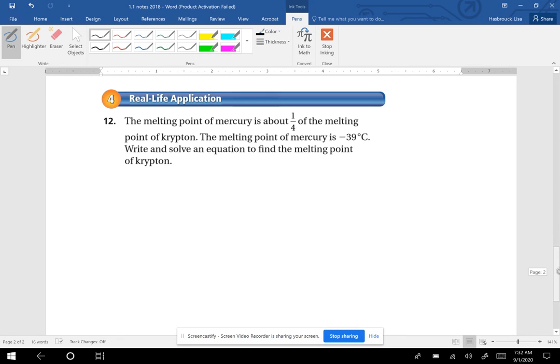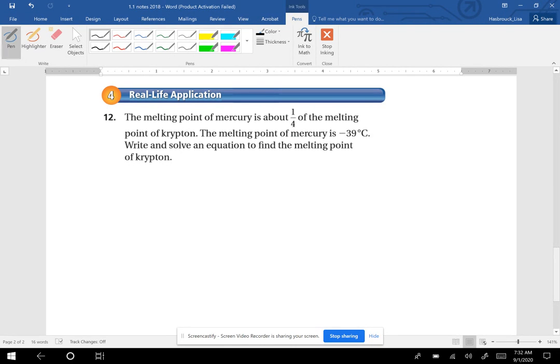All right, our last problem for the day is a word problem. It says the melting point of mercury is about 1/4 of the melting point of krypton. The melting point of mercury is -39 degrees Celsius. Write and solve an equation to find the melting point of krypton.